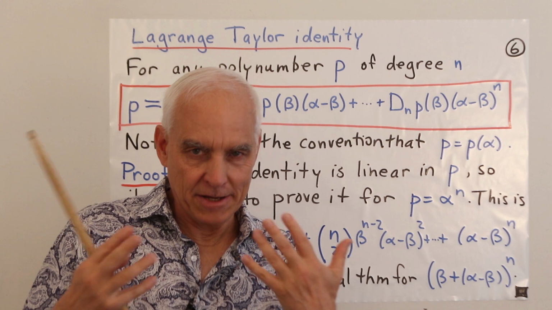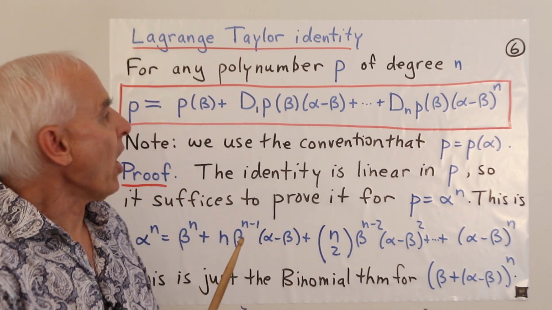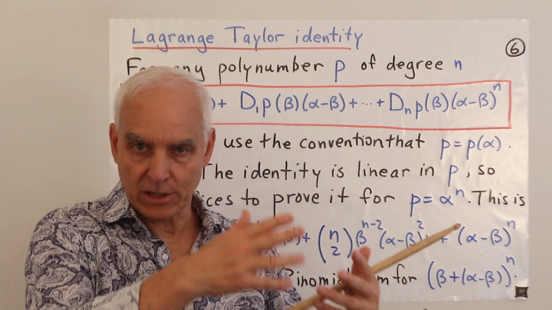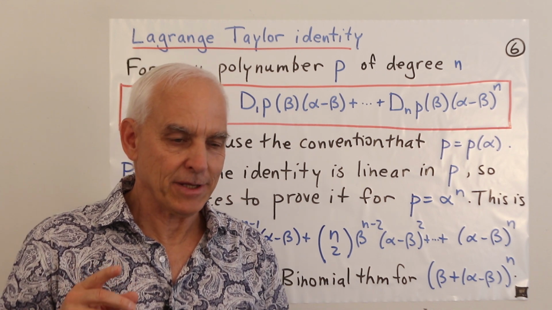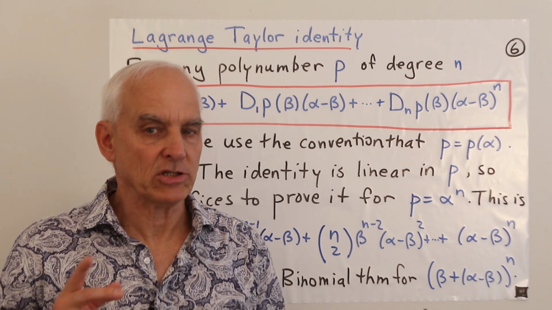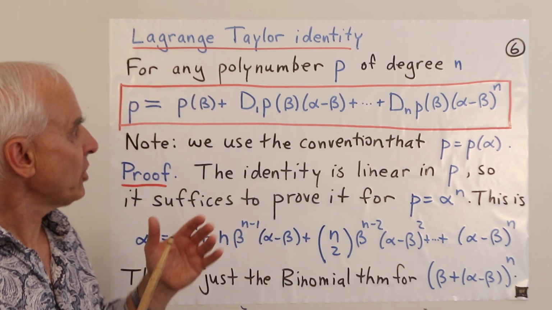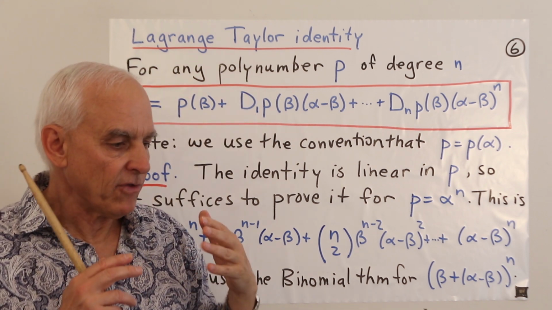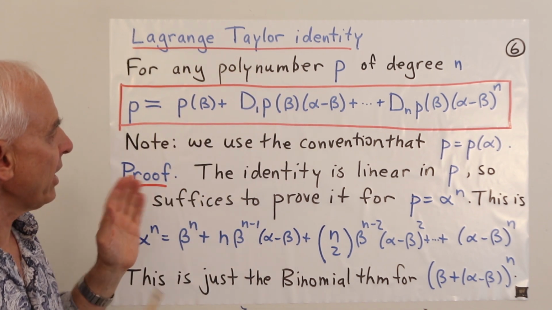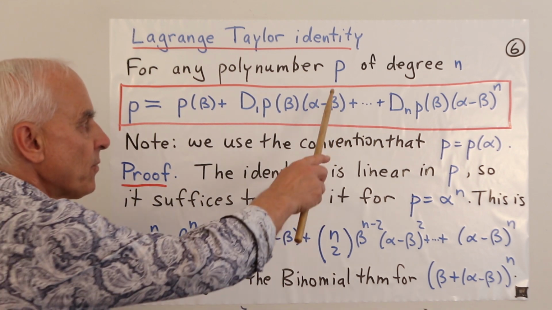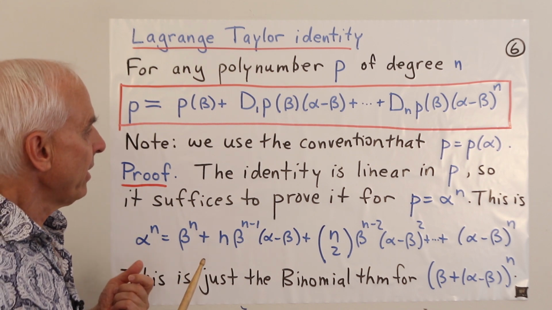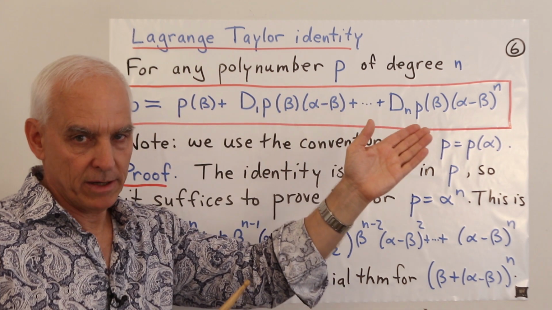Okay, so there's really an identity kind of floating around here, and we're going to call it the Lagrange Taylor identity. Taylor was one of the founders of the Taylor series kind of expansions, although actually the English, perhaps Scottish mathematician Gregory probably introduced these things before Taylor. But anyway, Lagrange then came around and gave this algebraic point of view, and I'm going to call it the Lagrange Taylor identity. And here it is, that for any polynumber p of degree n, the polynumber p can be written in this bipolynumber fashion.